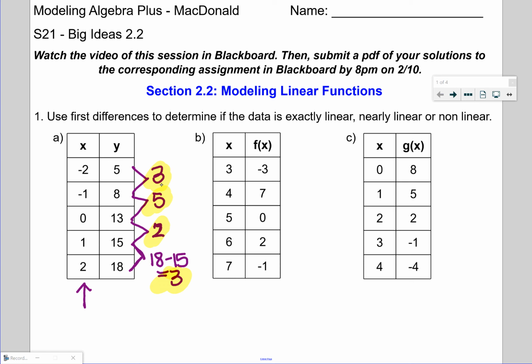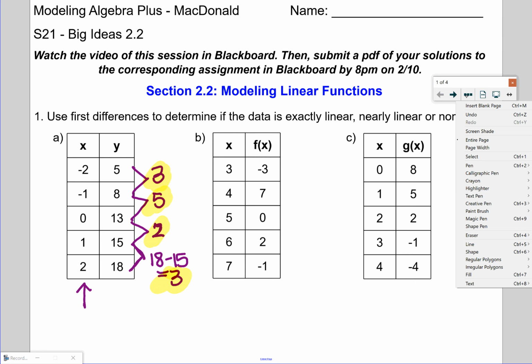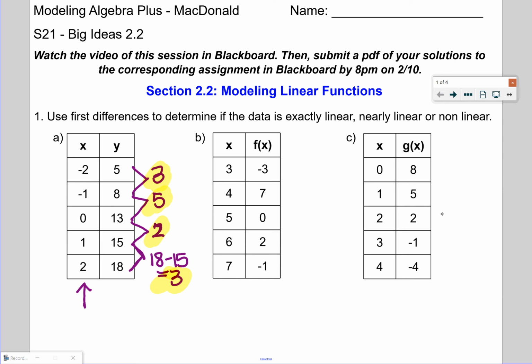It's not exactly linear because they're not the same value all the way across, but these values are close. We've got a couple 3s, 2 is very near, as well as 5. So we're not ready to say that this is not linear. Instead, we can just say it is nearly linear, again because those values aren't all exactly the same, but they're close.